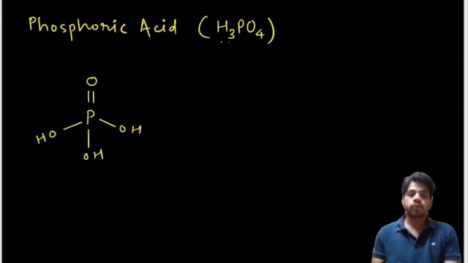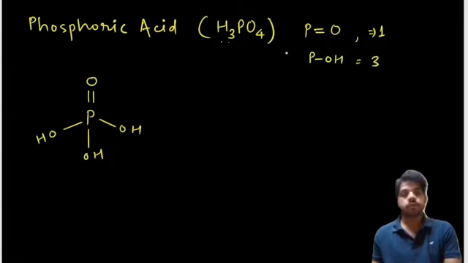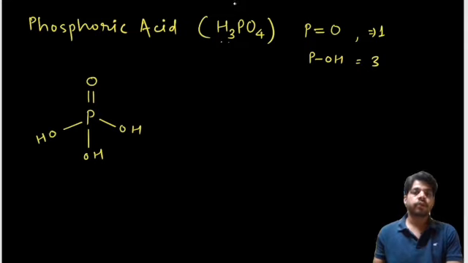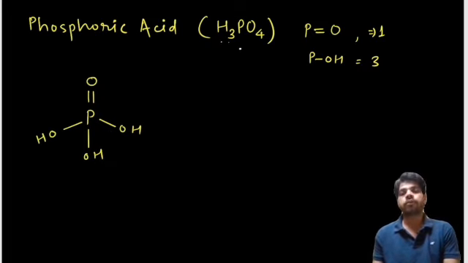As I said, we are going to consider the number of bonds as well. So you can see the number of P double bond O is 1. The number of P–OH bonds is 3 here. So there are only two types of bonds in phosphoric acid. Now we have written the name, the structure, the formula, the number of bonds and types of bonds in this molecule.